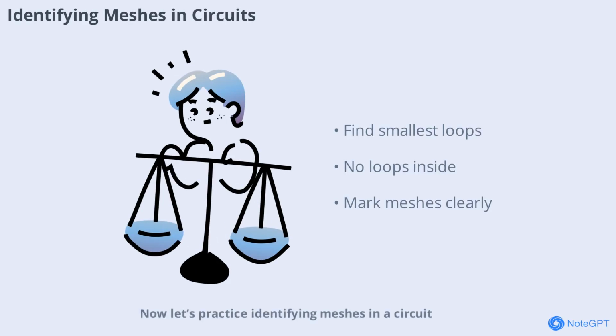Now let's practice identifying meshes in a circuit. Start by looking for the smallest loops that don't contain other loops. In a simple circuit with 3 resistors forming a triangle, each side is part of a mesh. Mark each mesh clearly, as this will help you assign mesh currents and set up your equations later. With practice, spotting meshes becomes second nature, making the analysis process much smoother.